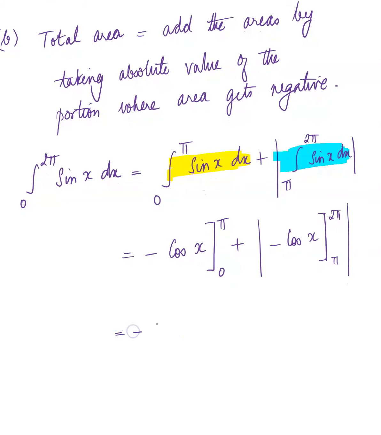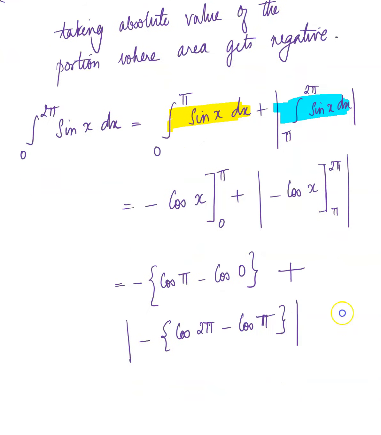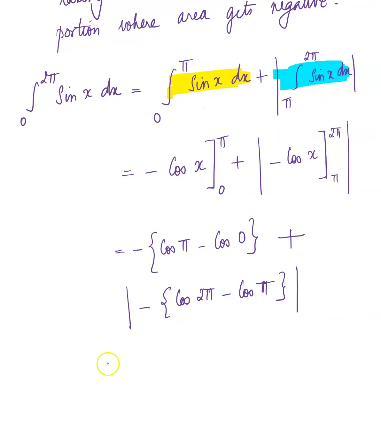As always, separate the minus, and because there are too many brackets in this, let's use the curly brackets. Cosine pi minus cosine 0, plus absolute value of negative cosine 2 pi minus cosine pi. Write it very, very clearly. Don't try to do all these steps in your head. Put it out, write it down so you can retrace your steps.